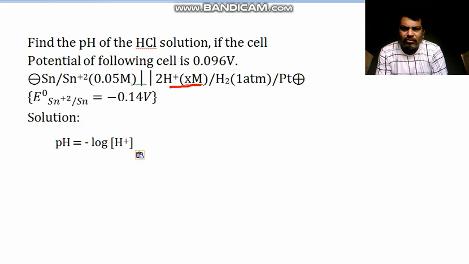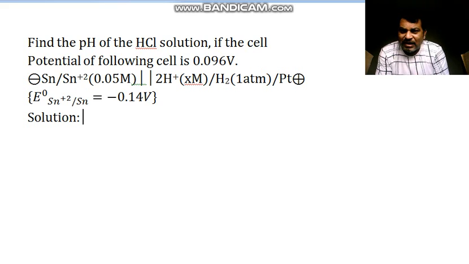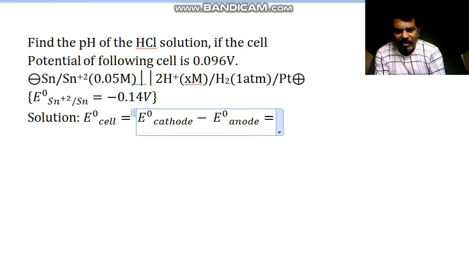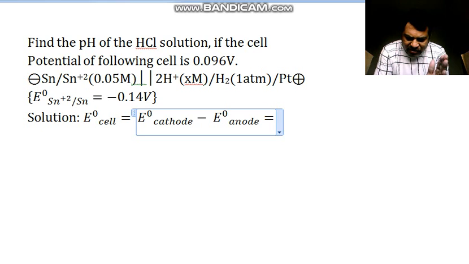So that means we have to do something else, and what we can do is what we are going to study. As usual, E degree Sn by Sn plus 2 is given, and we do not have any idea about E degree cell. So first we will find out the E degree cell. There is no need to ask what is cathode and anode: whatever is on the right side is cathode and whatever is on the left side is anode.